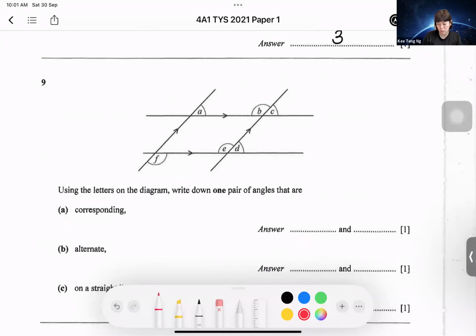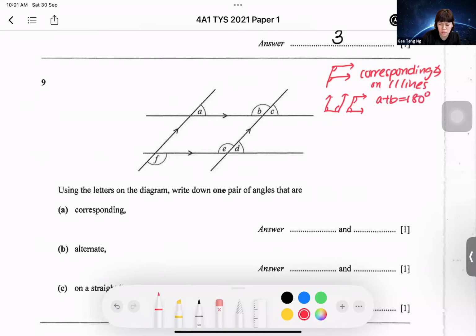So allow me to refresh your memory for angles. Letter F for corresponding angles on parallel lines, only if there are parallel lines, right? So letter F looks like that. Letter U, interior angles, or sometimes letter C, right? This one, A plus B gives you 180 degrees, interior angles on parallel lines.